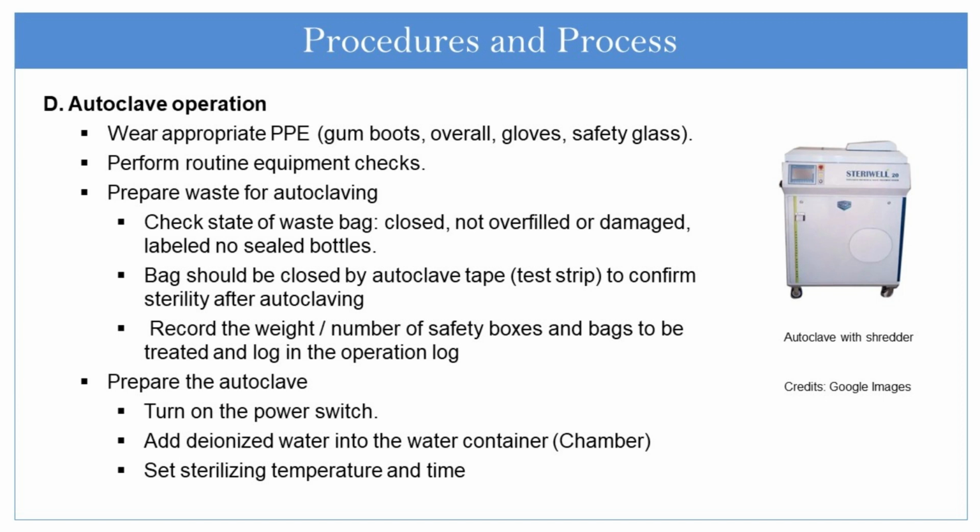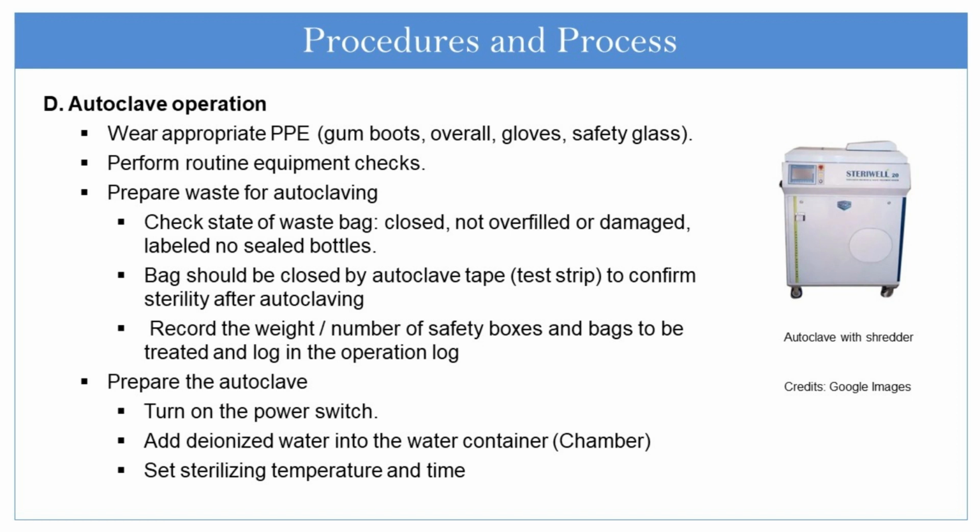So this is the picture of an autoclave, and the credits are given to Google Images. This is one big autoclave, and when the operator has to operate it, he has to wear appropriate PPEs, including gumboots, overalls, gloves, and safety glasses. Then do the routine equipment checks, and prepare the waste for autoclaving by checking the state of the waste bag. It should be closed, not overfilled or damaged, and labeled. No sealed bottles should be inside it. The bag should be closed with autoclave tape or a test strip to confirm sterility after autoclaving. And record the weight and number of safety boxes and bags to be treated, and log it in the operation log.